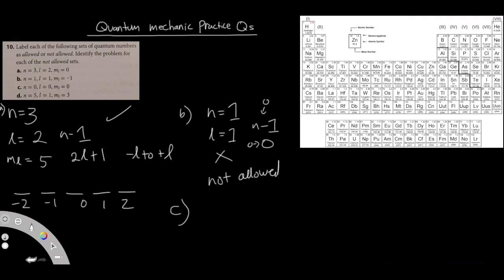So this here is not allowed. Now let's do C. Alright, N is equal to 0. L is equal to 0. Well, N minus 1 will give you negative 1. If it gives us negative 1, this doesn't even fit. So this here is not allowed either.